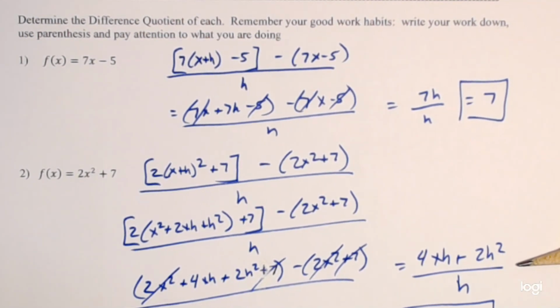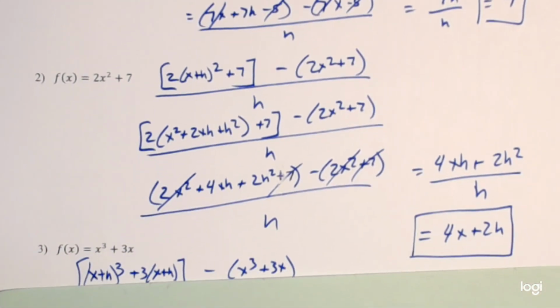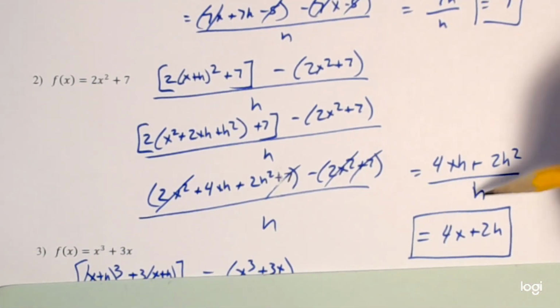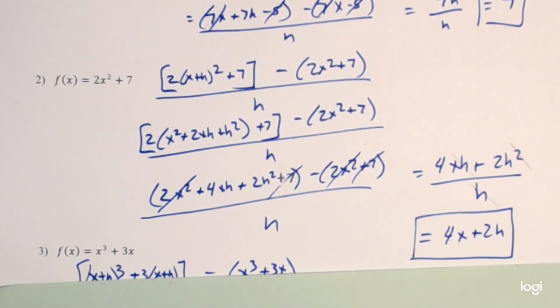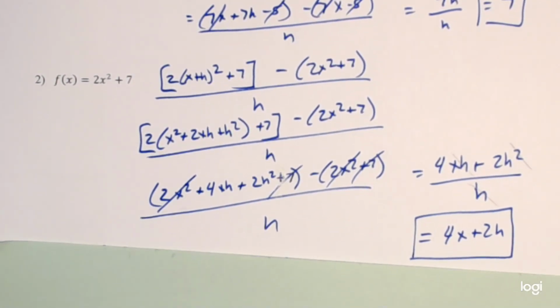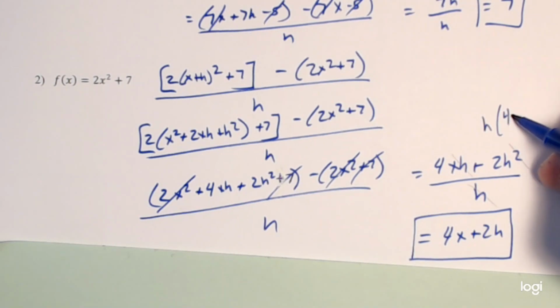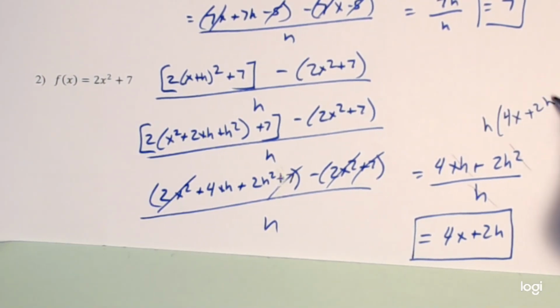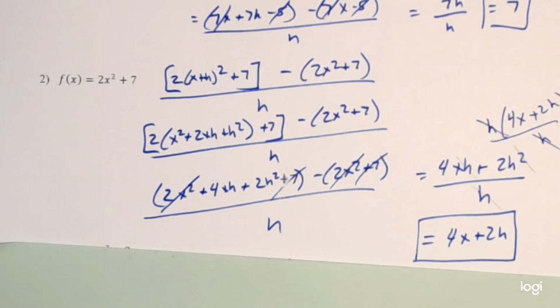Notice the two terms that are left have an h in common. That h on the bottom can cancel an h from each term on top. I could have written that a little bit differently and factored it out, and then let those h's cancel.